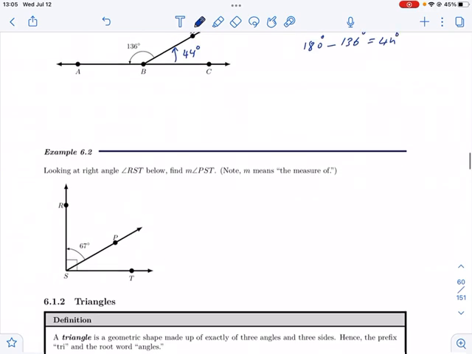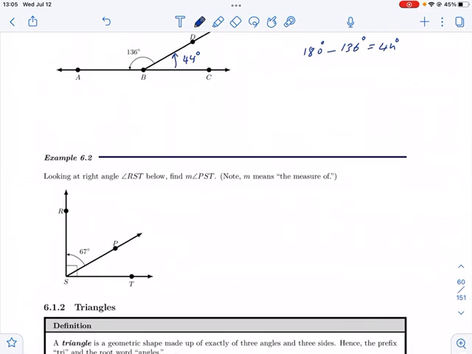Now look at the angle here, RST. RST, this is a right angle, it has measure 90. We want to find the measure of the angle. This symbol is usually used to denote an angle, either this or this. Okay, so PST, I mean this angle. What is the measure of this angle? If we know that this is 67, these are complementary angles. So 67 degrees plus what equals 90.